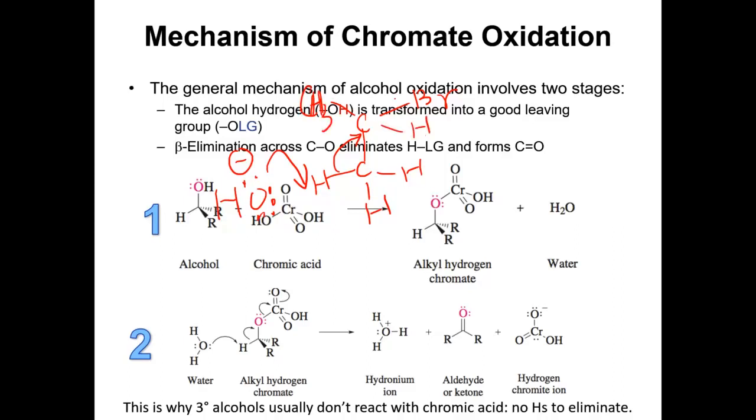So mechanistically, this E2 elimination and that E2 elimination are no different. The only difference is that we are using a weaker base, water, to remove the proton from this carbon. And the other difference is we are forming a carbon-oxygen double bond instead of a carbon-carbon double bond. But anyway, this gives you an aldehyde or ketone.